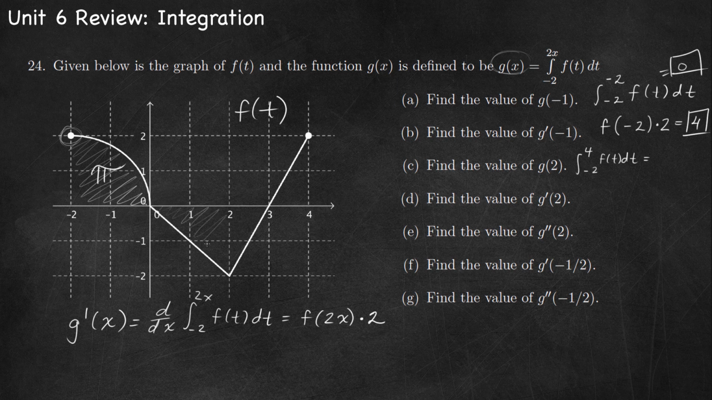This part here is half of a 2 by 2 rectangle, so that's negative 2. And then this part right here is half of a 1 by 2 rectangle, so negative 1. And then this area right here is half of a 1 by 2 rectangle, so positive 1. So the integral from negative 2 to 4 is just the sum of those net areas. So pi minus 2 minus 1 plus 1 is pi minus 2.